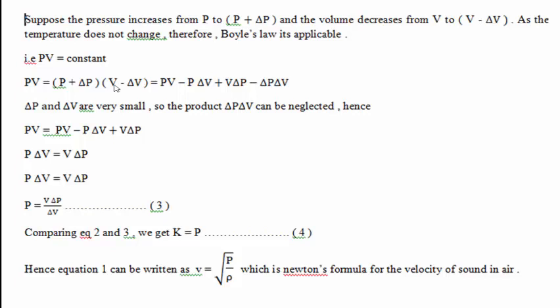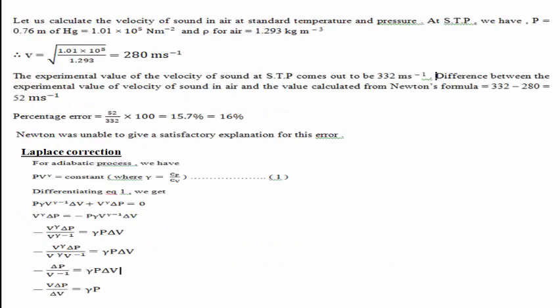Hence, equation 1 can be written as V is equal to root of capital P divided by rho, which is the Newton formula for the velocity of sound in air, where P is nothing but your atmospheric pressure and rho is nothing but the density of the air. Once you put in all the values, you get this value.